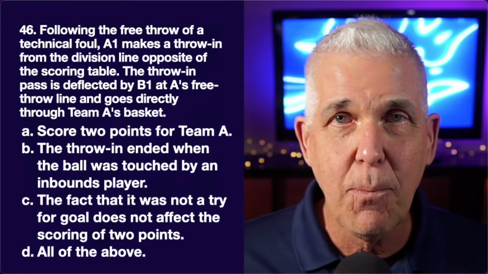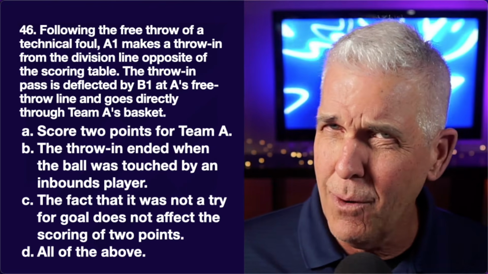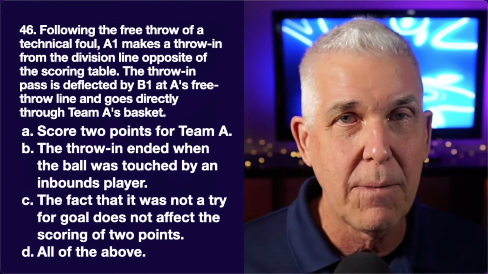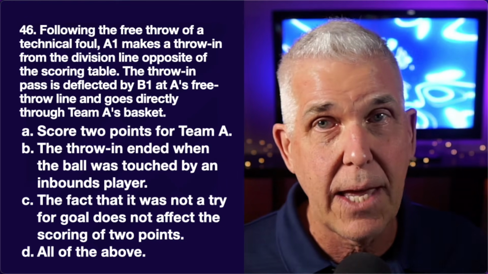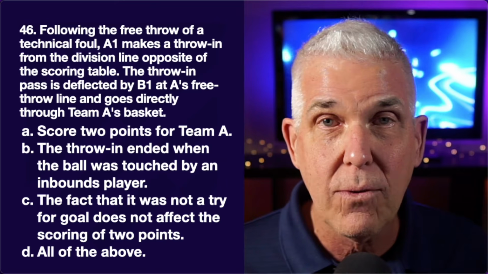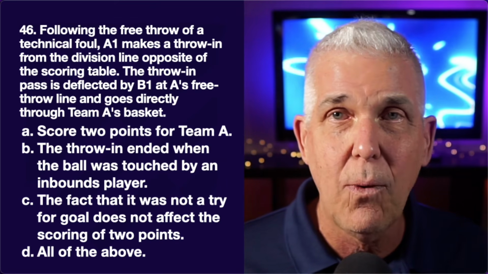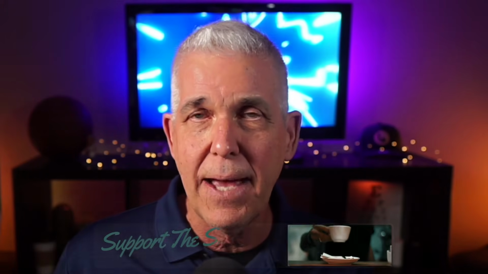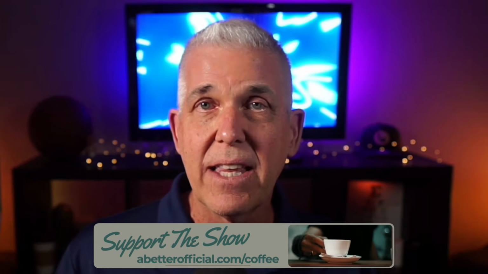A, score 2 points for Team A. Really? On a throw-in? B, the throw-in ended when the ball was touched by an inbounds player. That sounds like a true statement. C, the fact that it was not a try for goal does not affect the scoring of 2 points. Right? We know it's a throw-in violation. It is a throw-in violation to throw a throw-in pass into either goal or to have the ball lodged at either basket. That is a throw-in violation by rule.